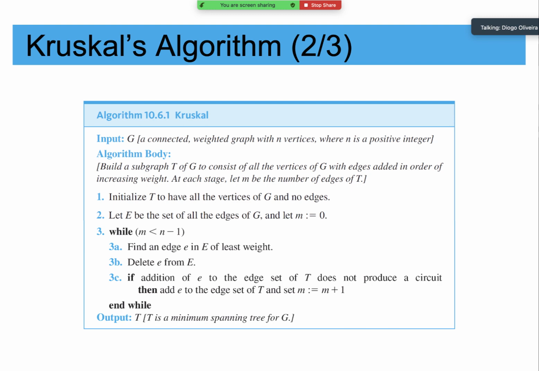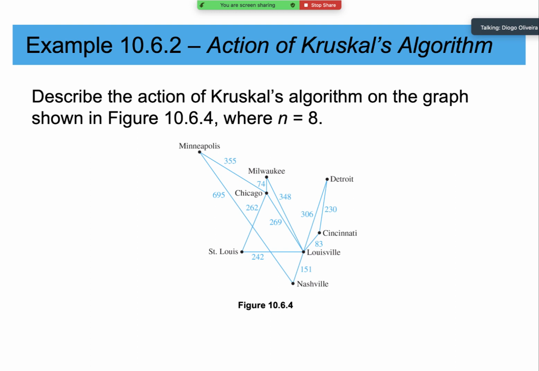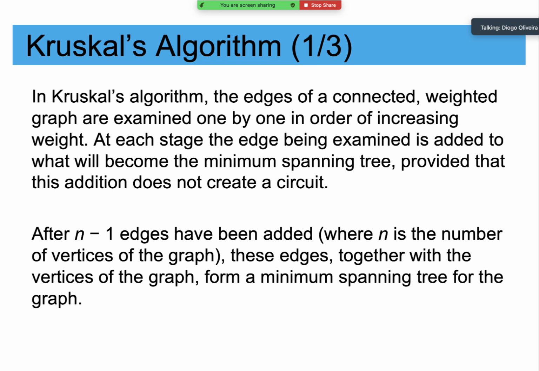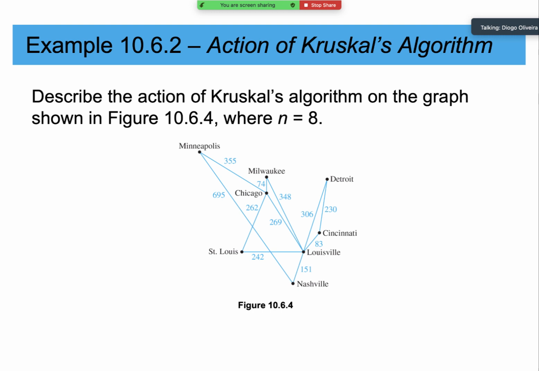So, as usual, I like to take a look at some examples. The first one, well, it's actually the same one that we just saw. Describe the action of Kruskal's algorithm on the graph shown in figure 10.6.4, where n, the number of vertices, equals 8. And you must also remember, after n minus 1 edges have been added, so that's the number of edges that we want to find, which means that we're talking about 7 edges in this case. Okay, so let's take a look at the step here.